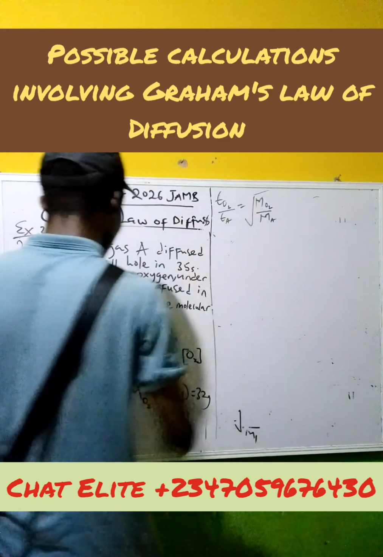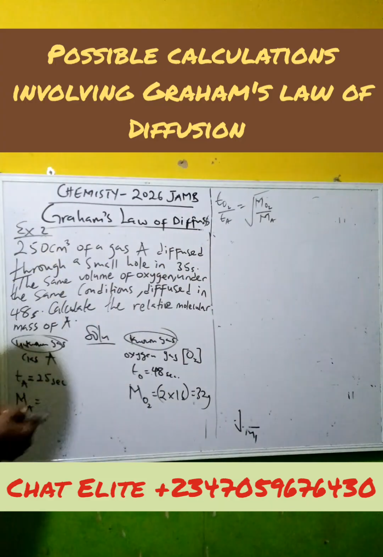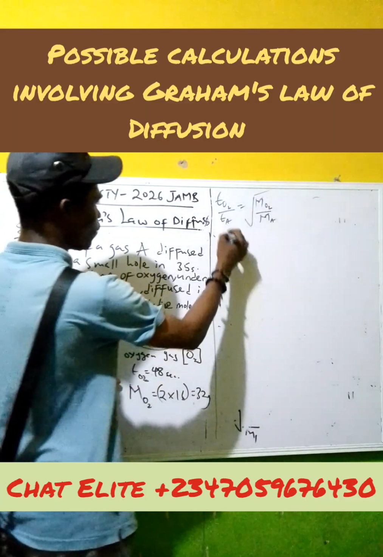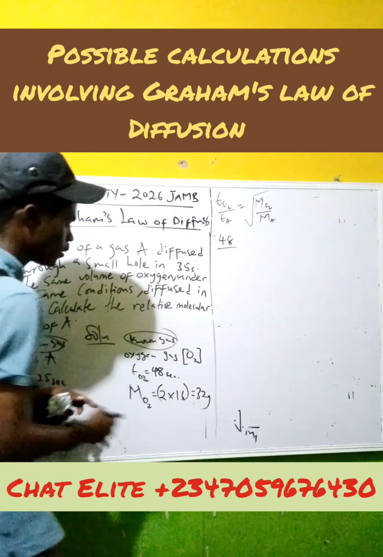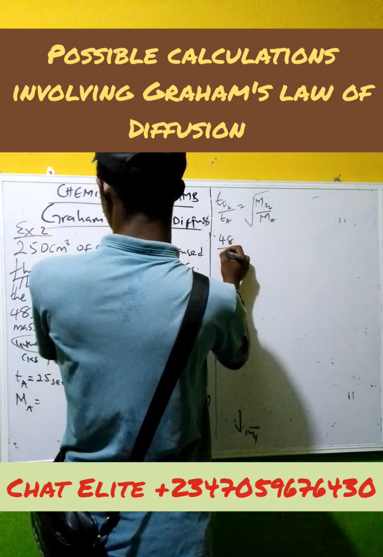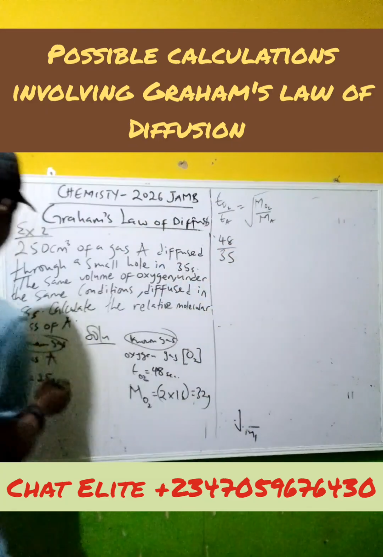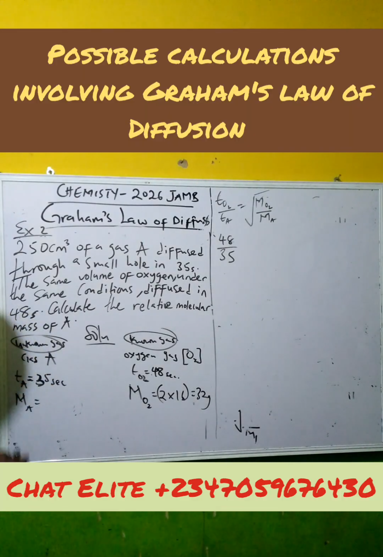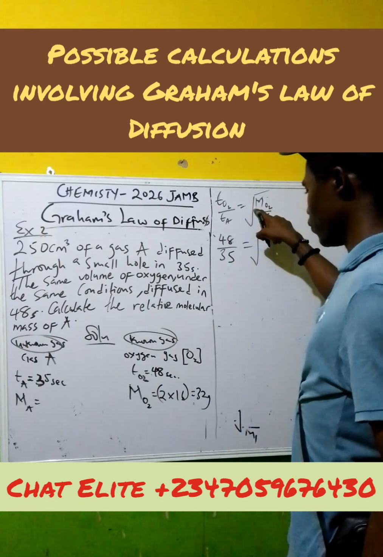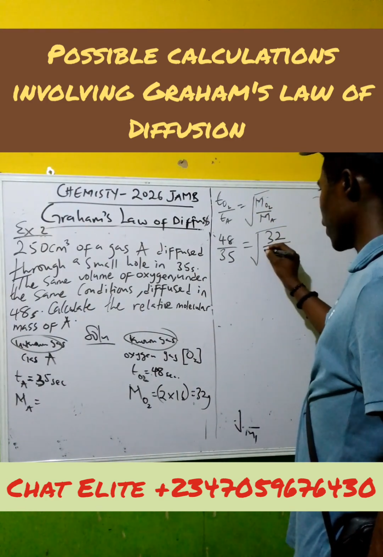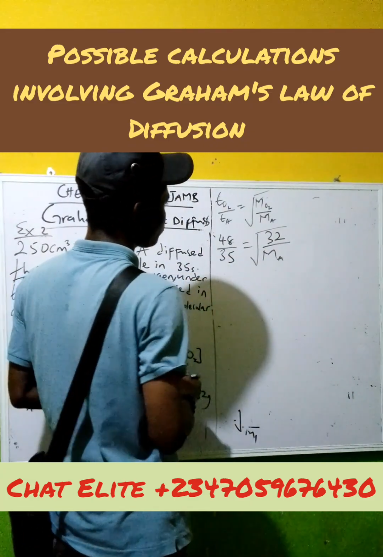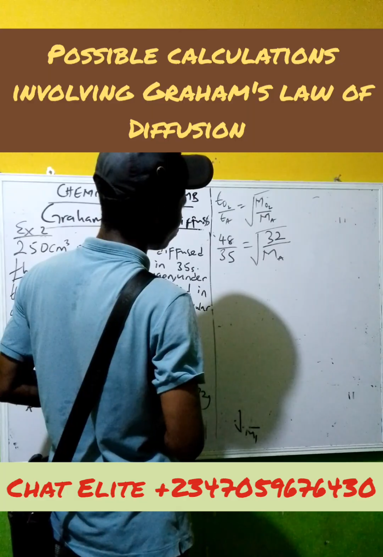So now what are we having for this? We are having O2, time of this, we are having 48 divided by 35. This is 35, not 25. So it equals the square root of what are we having for this? We are having 32 divided by the unknown relative molecular mass of the gas.